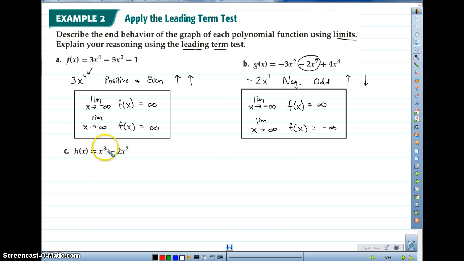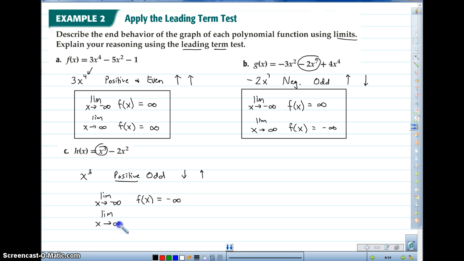Okay, and for our last one, we have a very simple one. Our leading term is x cubed. This is still positive, but it's odd. And because it's positive, I know that the right side of my graph, as I get larger and larger, should be increasing. And because it's odd, I know that they should be going in opposite directions, so the first part of my graph should be going down. So that means the limit as x moves to the left, the function is decreasing on the left side, so it's going towards negative infinity. And the limit as x approaches positive infinity, the function will be going up, so it will be going towards positive infinity.